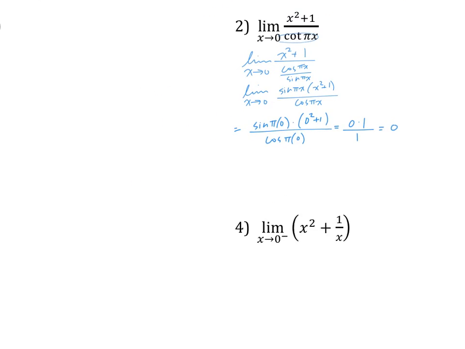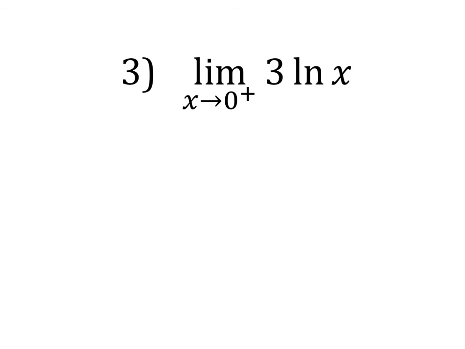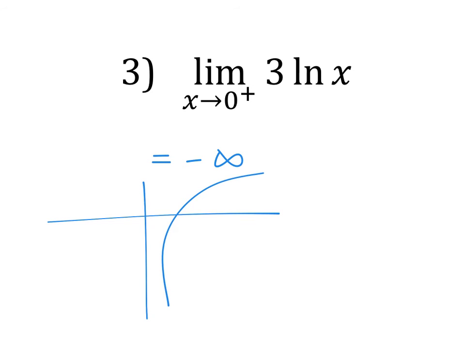Okay, next. Natural log. Please don't tell me it does not exist. You've got to tell me which direction. Okay, what's the answer? Very nice. So basically this is the graph that looks like this. When you're going to 0 from the positive side, this graph is going down, so it's negative infinity. Okay?